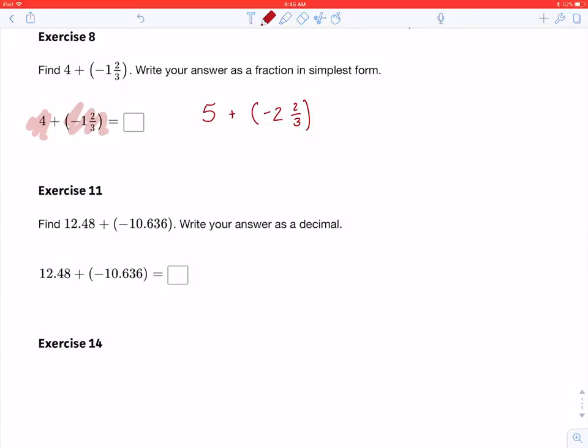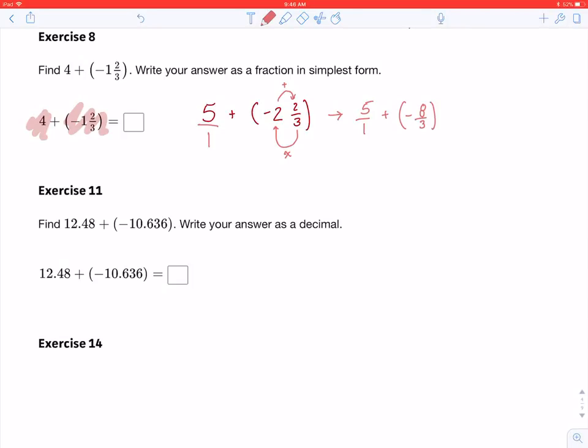5 can turn into a fraction very simply by putting a 1 underneath it. And then we're going to need to turn this negative 2 2/3 into a fraction by doing the cartwheel system that we did last time. So we're going to take the 3, multiply it by the 2, and then add it to the 2 up here. 3 times 2 is 6, plus 2 is 8. So this becomes 5 over 1 plus negative, don't forget that negative, 8/3.